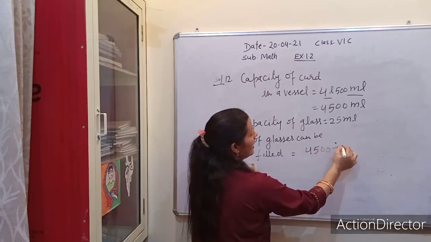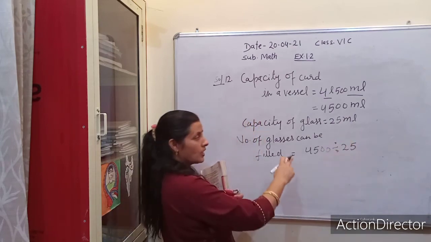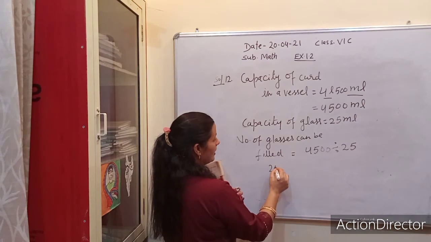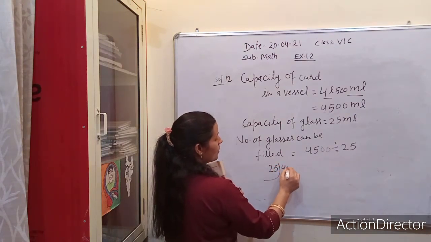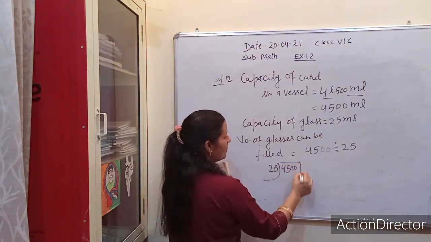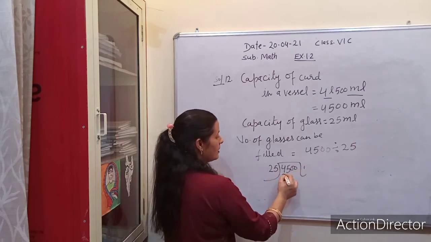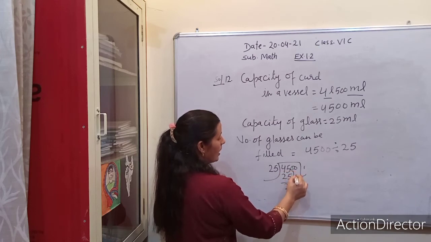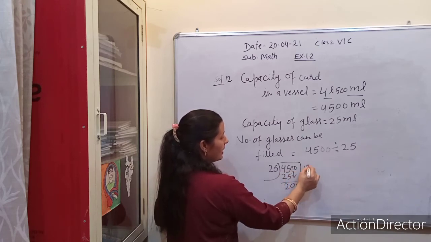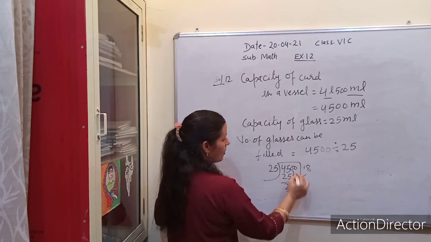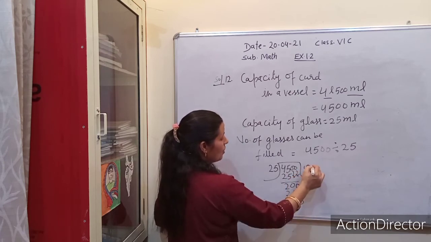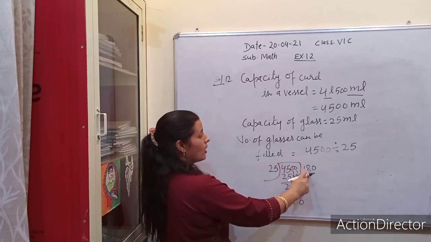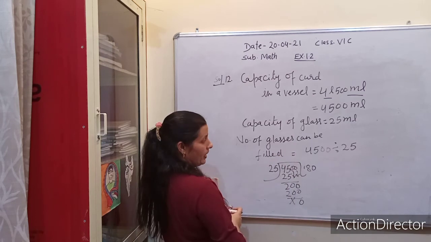4,500 is divided by 25. Now I am dividing here by 25. 4,500 divided by 25. 25 ones are 25. Now subtract it, 0, it will become 2. Now note down, 25 eights are 200. Now this one 0, place this 0 in the quotient. Okay, so clearly we can see that 180 glasses can be filled.